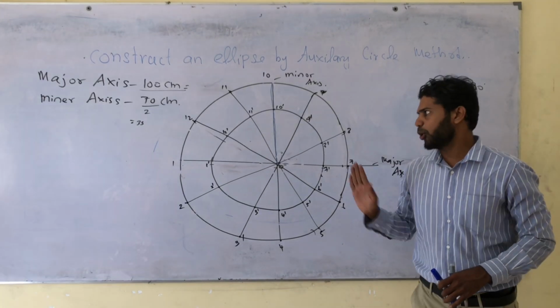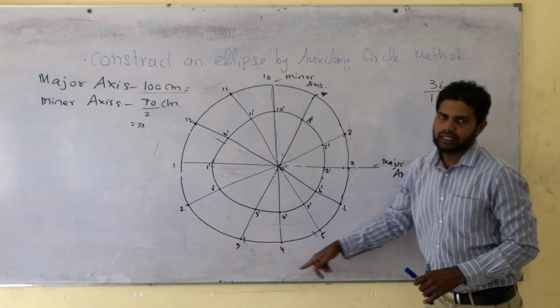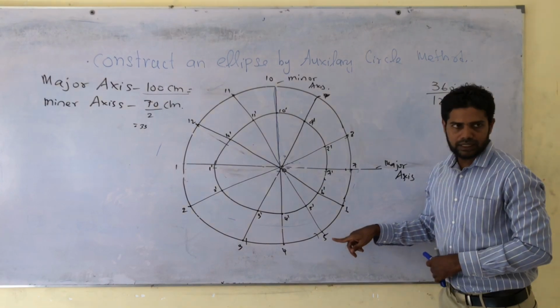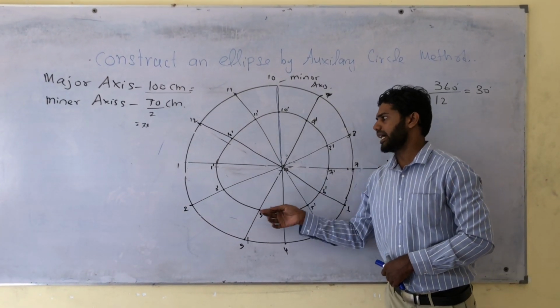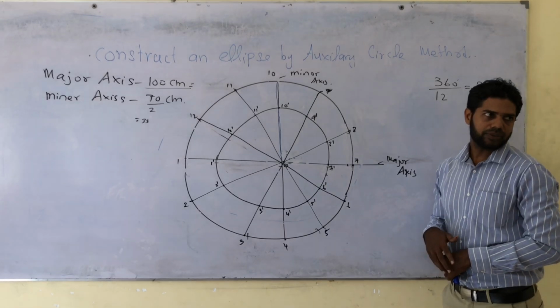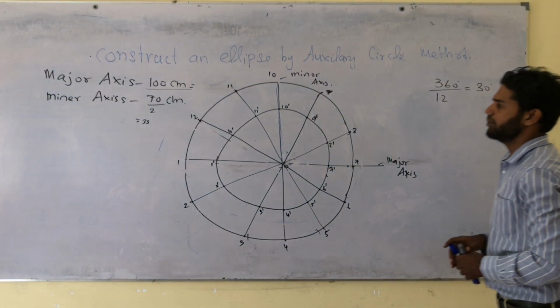I have marked the point, the external, the bigger circle, like 1, 2, 3, and the internal circle also, 1 dash, 2 dash, 3 dash, like this. Right? This is the third step.